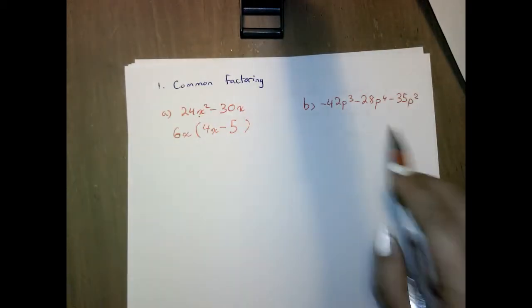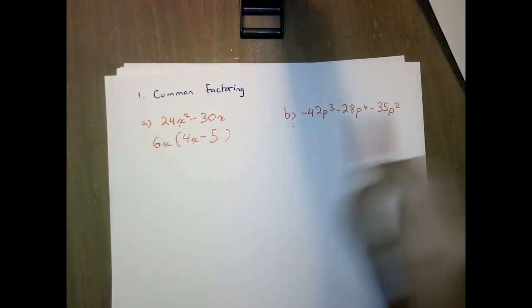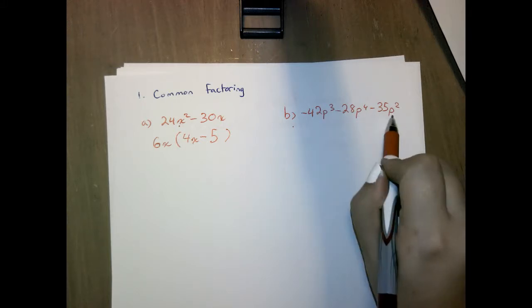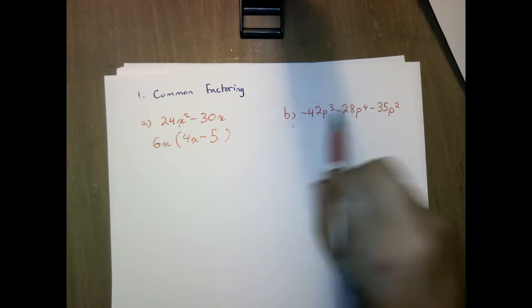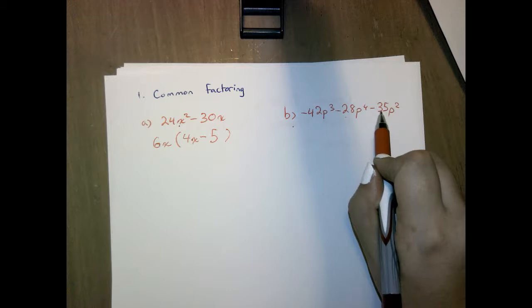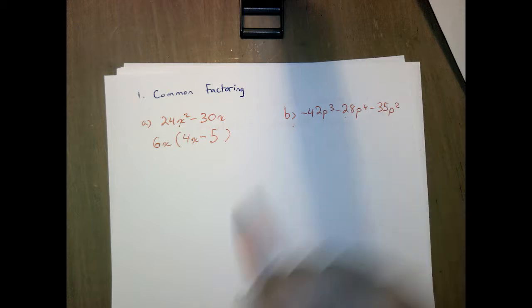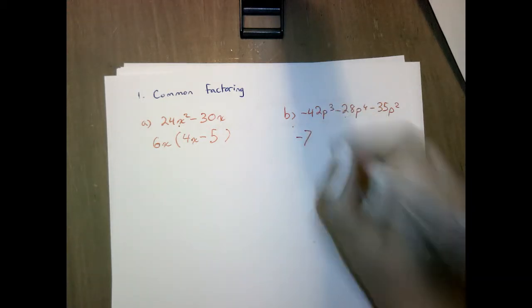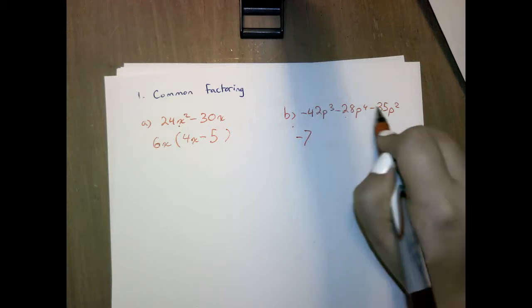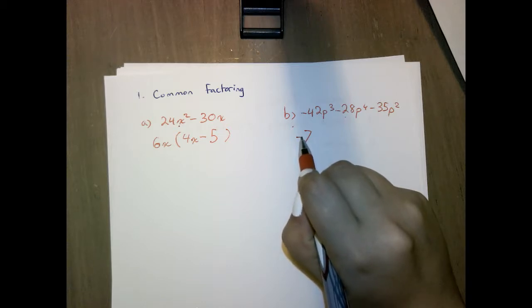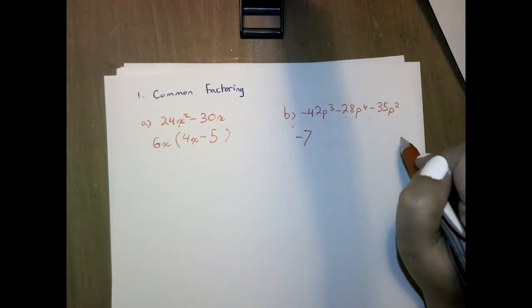So let's look at something a little more complicated. Here we have a trinomial, and it looks like there's at least a p in every single term, and I've got negative 42, negative 28, and negative 3. So I have three numbers that all have a common factor of negative 7. Now it's really tempting to do positive 7 here, but since all three of those numbers are negative, I do recommend that you pull out the negative as well. That way we can keep all of the numbers inside of our brackets positive.